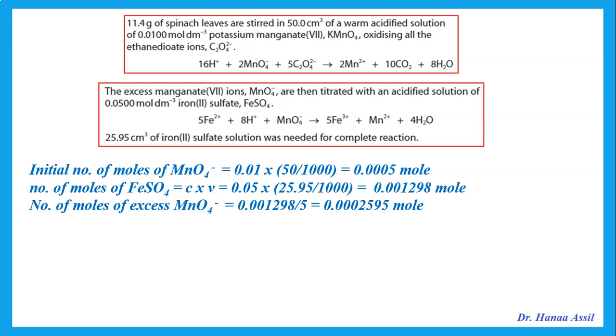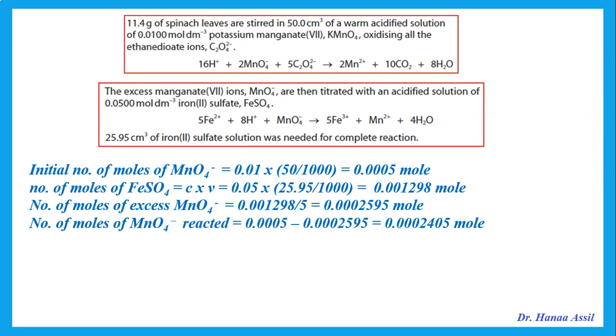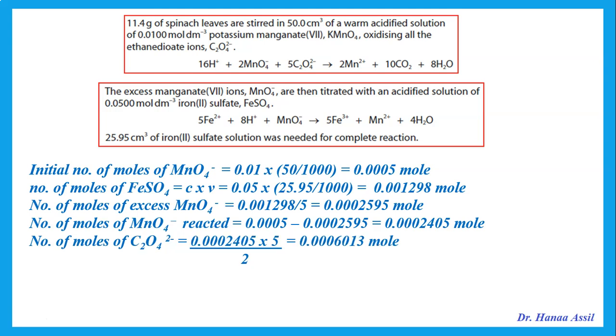And then that would be the amount that remained after reaction. So the number of moles that reacted would be the difference between the initial and the excess. So that's the number of moles of manganate. Now we go back to that first equation up there, and we find that 2 moles of manganate react with 5 moles of C2O4 2 minus.